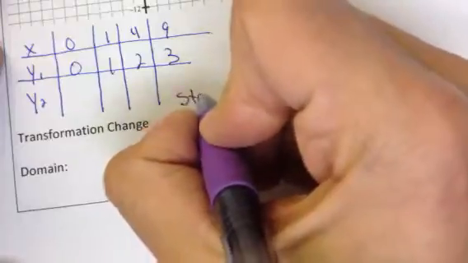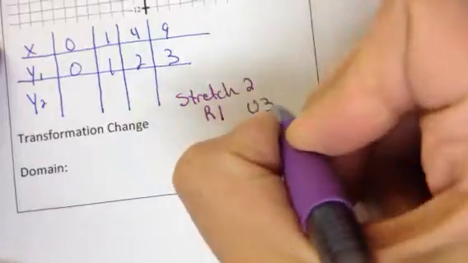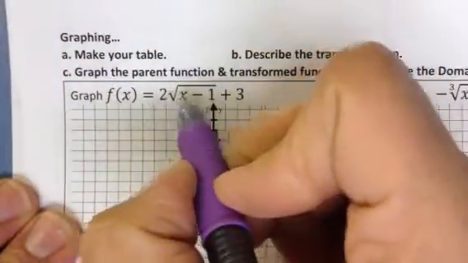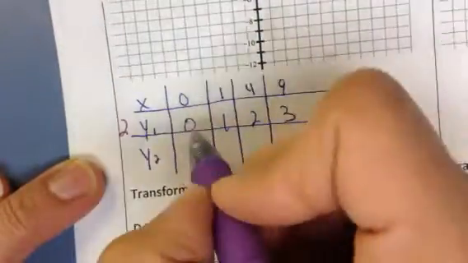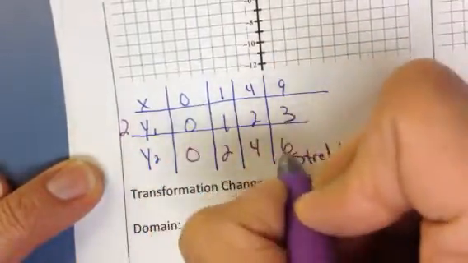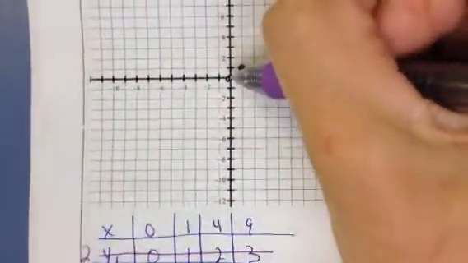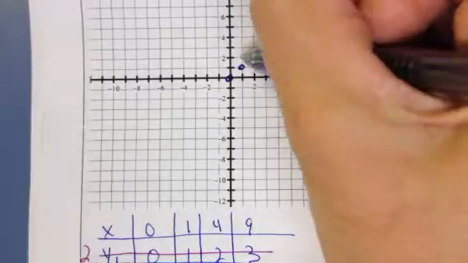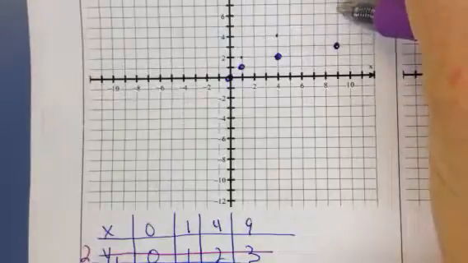So what is the transformation? Well, it's going to stretch by 2. It's going to go right 1 and up 3. So stretch by 2, right 1, up 3. So first I'm going to deal with the stretch, and I'm just going to take all of these y's here and double them, not the x's, the y's. So 0 stays 0, this becomes 2, this becomes 4, this becomes 6, and I no longer need these points. So right now 0, 0 doesn't get to stretch, but 1, 1 has stretched to 1, 2, 4, 2 has stretched to 4, 4, and 9, 3 has stretched to 9, 6.